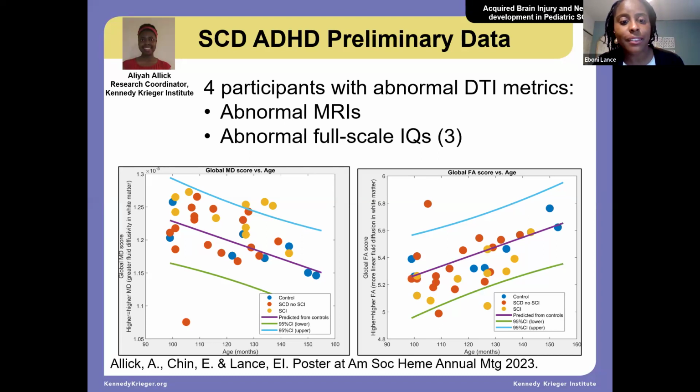3 of them had silent cerebral infarcts, and 1 of them had a different abnormality on their MRI. And then 3 of those 4 patients also had abnormal full-scale IQs. So we just presented this data in December at the American Society of Hematology conference, and we'll be looking to write this up and publish it soon.